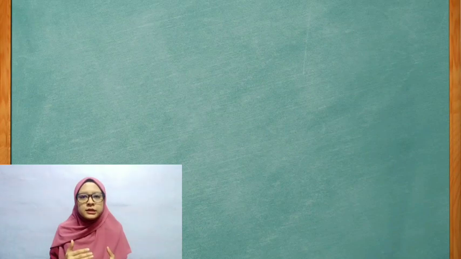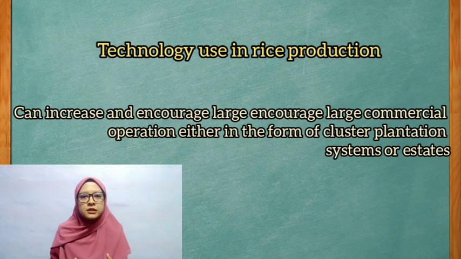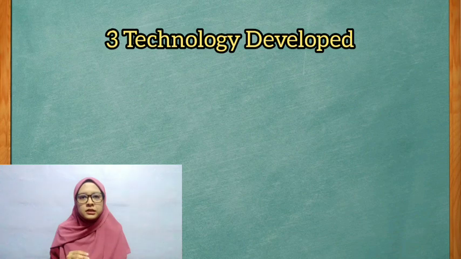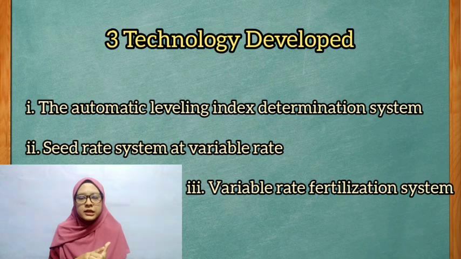This technology is used in rice production so that it can increase and encourage large commercial operation, either in the form of cluster plantation system or estate. In this precision agriculture package, the three technologies developed are the automatic land level index determination system, seed rate system at variable rate, and variable rate fertilization system.